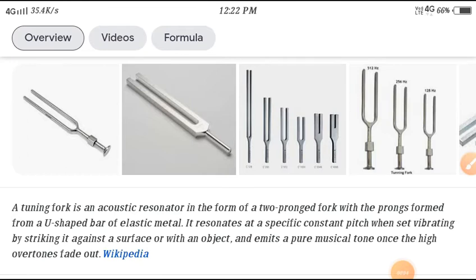Today's topic is the tuning fork, which is displayed on the screen. A tuning fork is an acoustic resonator in the form of a two-pronged fork, with the prongs formed from a U-shaped bar of elastic metal. It resonates at a specific constant pitch when it is set vibrating by striking it against a surface or with an object, and emits a pure musical tone as its high overtones fade out.